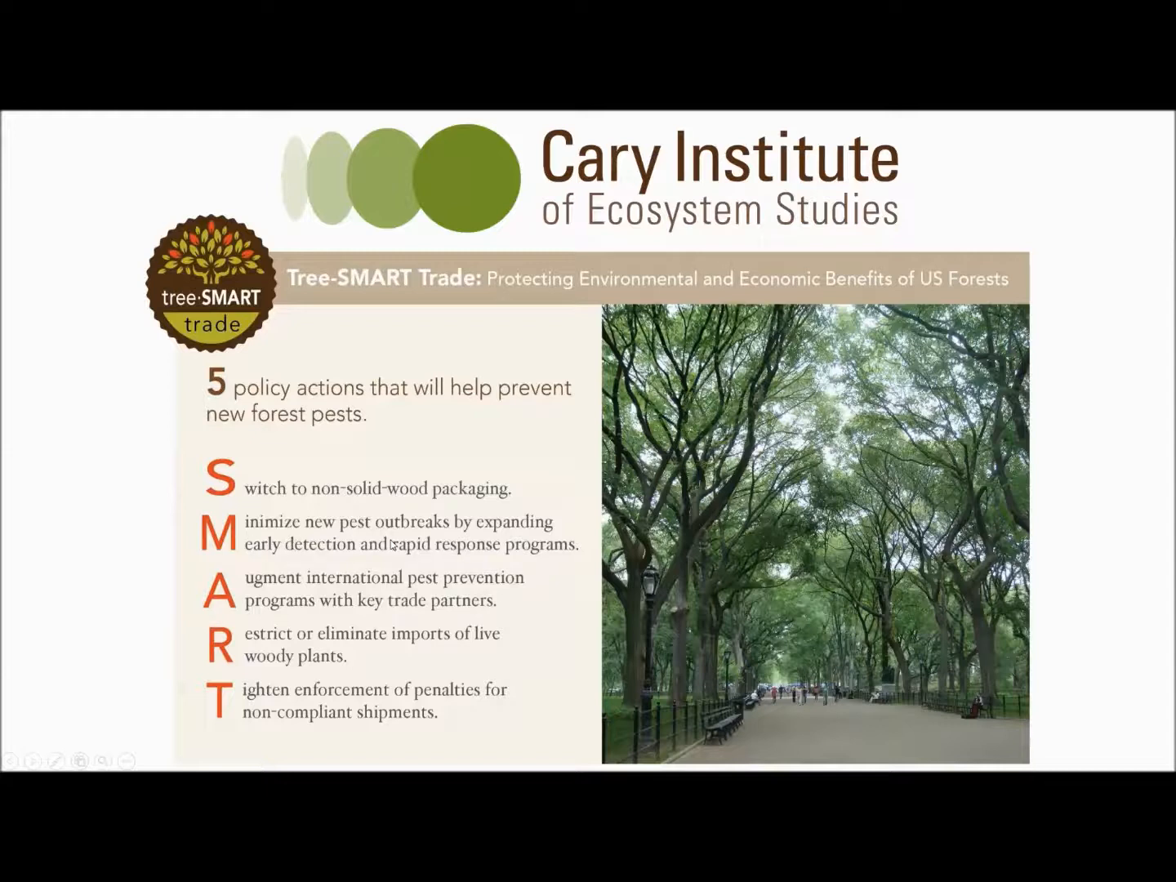Next is minimize the new pest outbreaks by expanding early detection and rapid response programs. A is augment international pest prevention programs with key trade partners. R is restrict or eliminate imports of live woody plants. And the thing I'll add here is it's really those plants that share a genera with one of the tree species that we have here in the United States. Those are the ones that pose the most risk of harboring a forest pest and pathogen that could be introduced here. And lastly, tightening enforcement of penalties for non-compliant shipments.